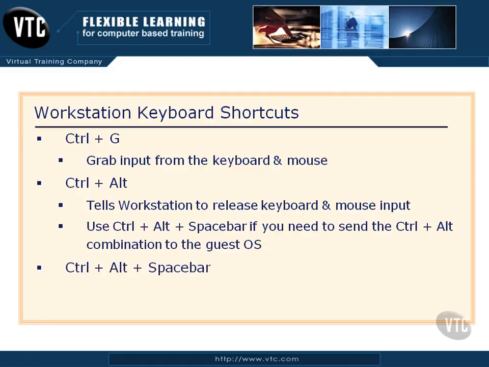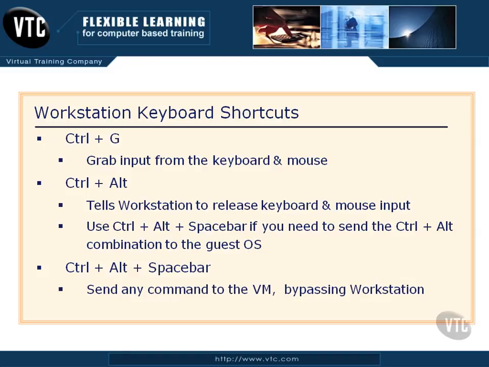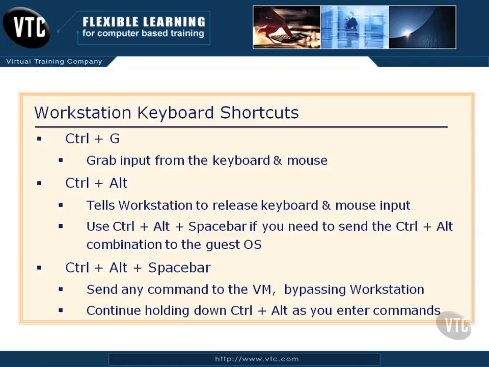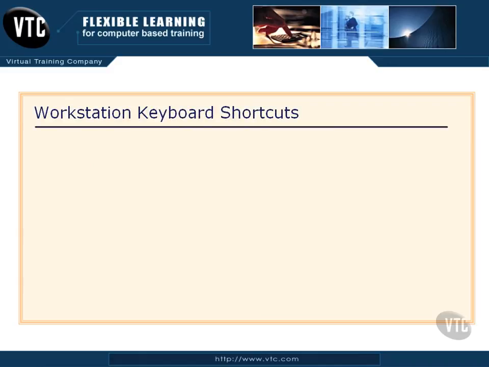And so Control-Alt Spacebar will send a command into the VM and it'll bypass Workstation, so it'll just kind of flip it. And to use it, you're going to hit Control-Alt Spacebar, let up on the spacebar, hold down the Control-Alt, don't let up on it, and then continue entering commands, and they will go straight into the virtual machine.